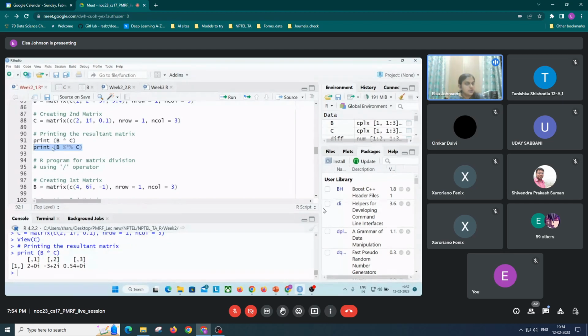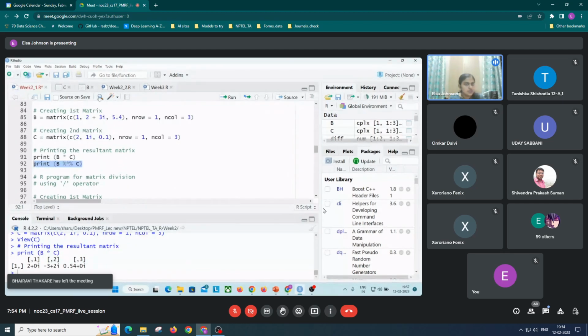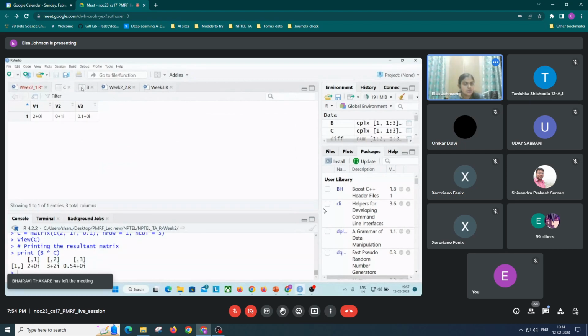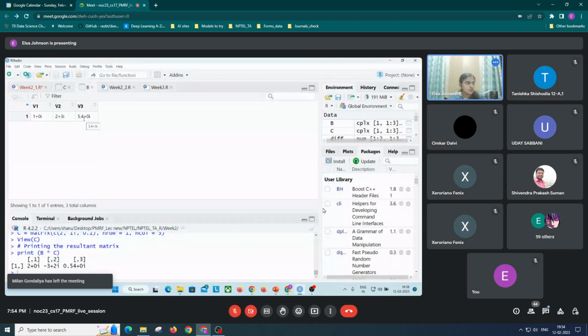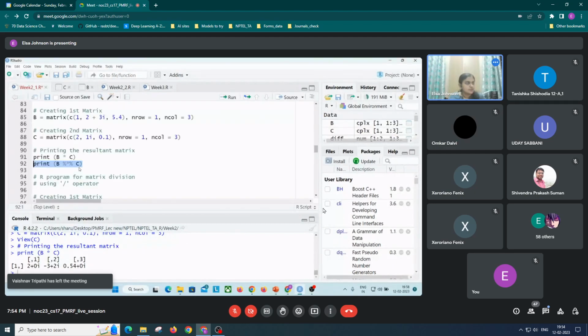Can you tell me what will I get if I run this one? You can just see the matrices here. This is the C matrix and this is the B matrix. If I just put B %*% C, can you tell me what will be happening? Will I get matrix multiplication of B and C?